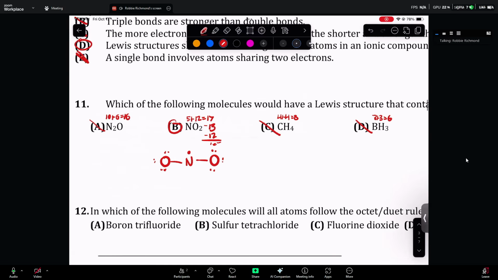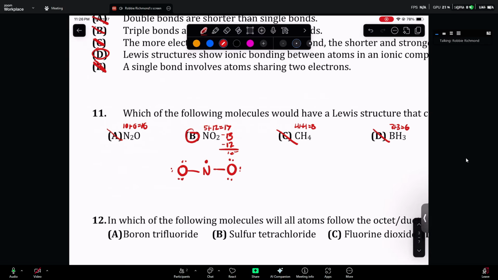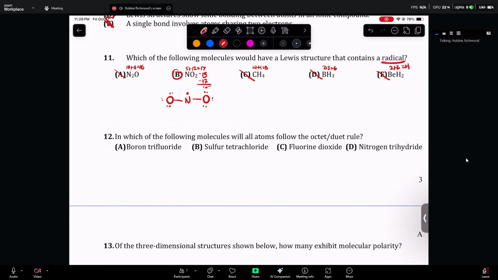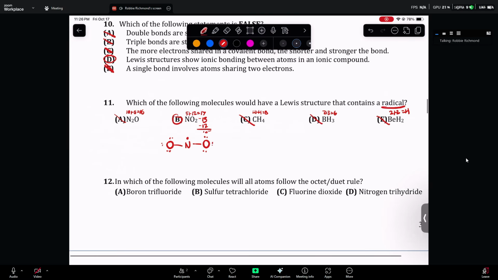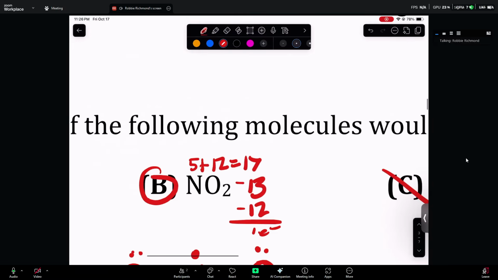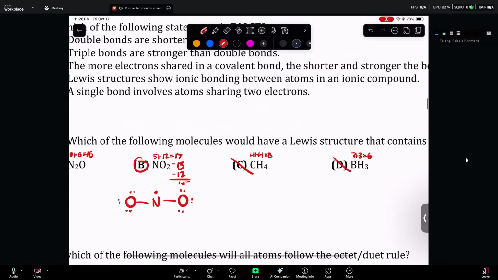And you can look at a picture on Google and you can see that this is a radical. Alrighty. And then just, again, reiterating, you don't even have to draw this out. You can just see by the amount of valence electrons that's uneven that it has to be NO2.